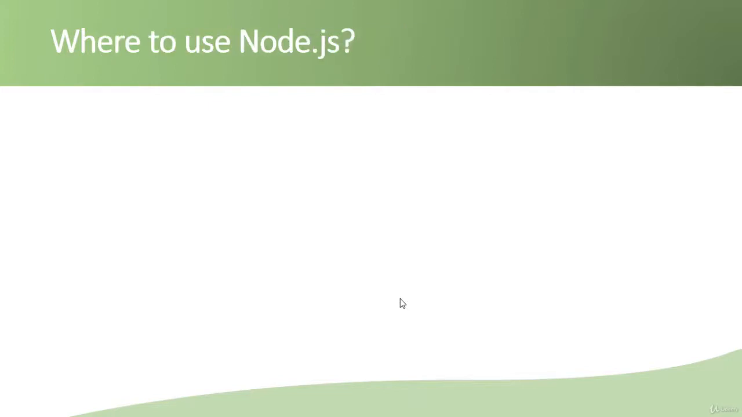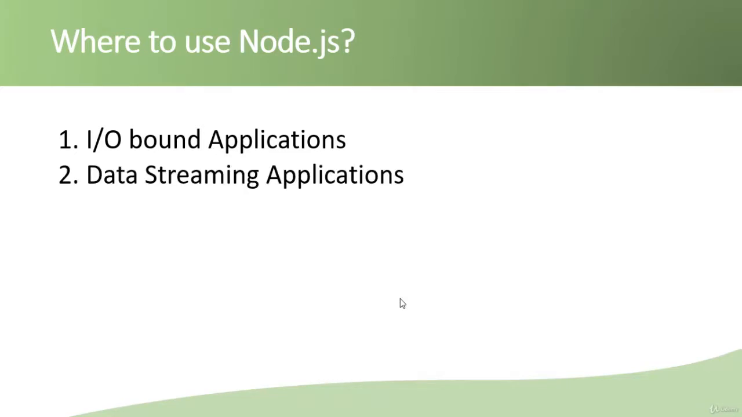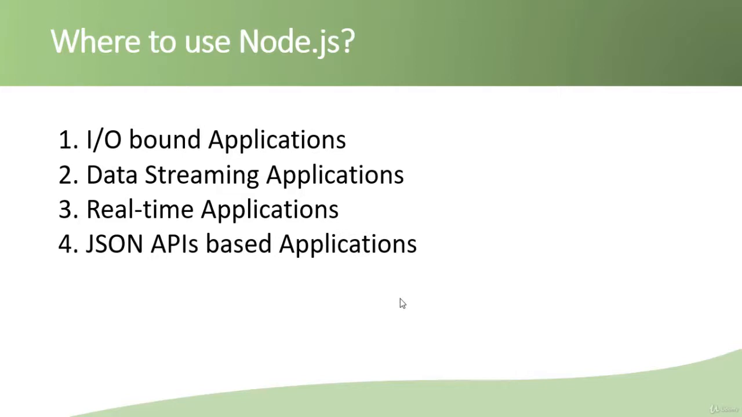Okay. And next, where to use Node.js. First of all, IO bound applications, input output bound applications. Next, data streaming applications like Netflix. Third, real-time applications like chatting applications. I have given the example before. Next is JSON APIs based applications. Now Node.js is one of the best technologies to build APIs.